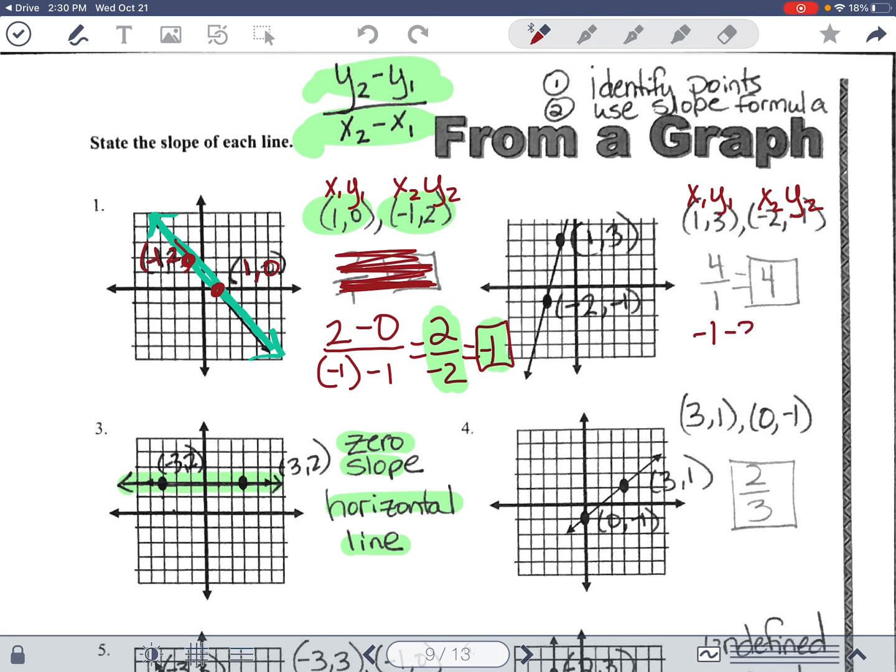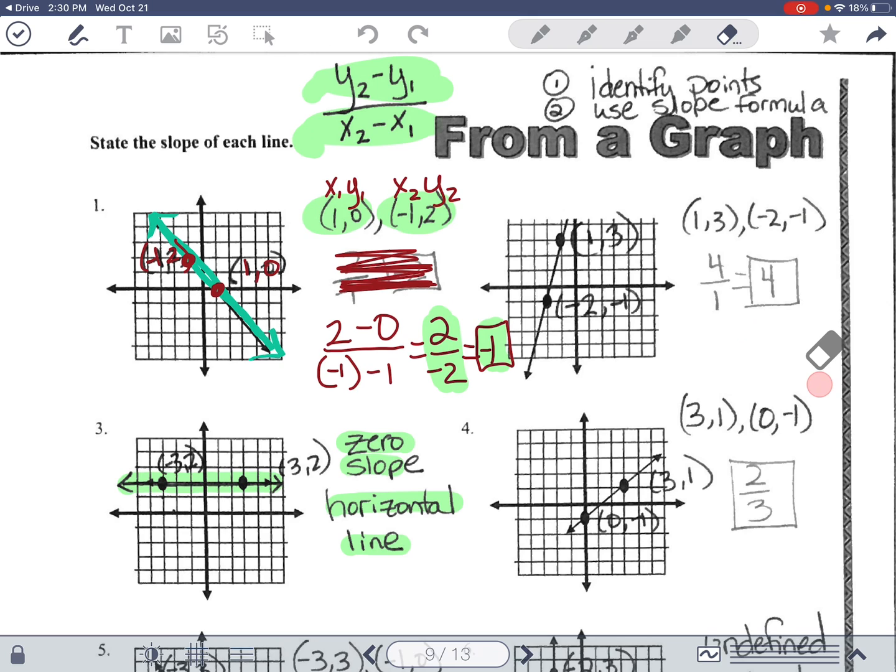-1 minus 3 in the numerator, and the denominator is -2 minus 1. So on the top you get -1 minus 3 is -4. On the bottom you get -2 minus 1. Oh my goodness, my word. Let me double check my math here, because something is off.